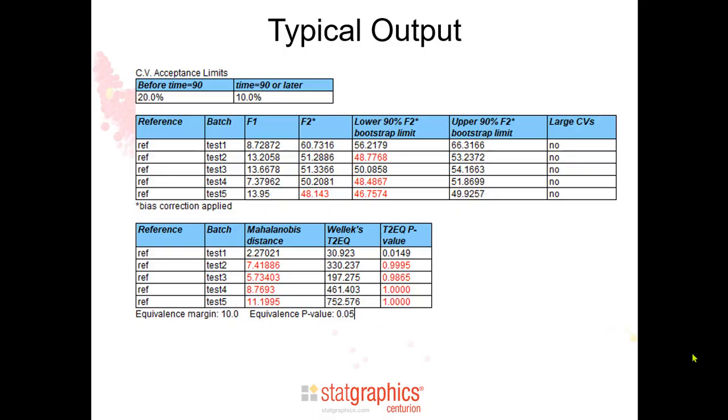This is the output created when the procedure is run. You will see that each of 5 batches, test 1 through test 5, has been compared to a reference batch. The statistics computed include F1, F2, bootstrap limits on F2, an indication of whether or not there were large coefficients of variation, and then near the bottom, a Mahalanobis distance, Wellek's t-squared EQ, and a p-value for t-squared EQ.